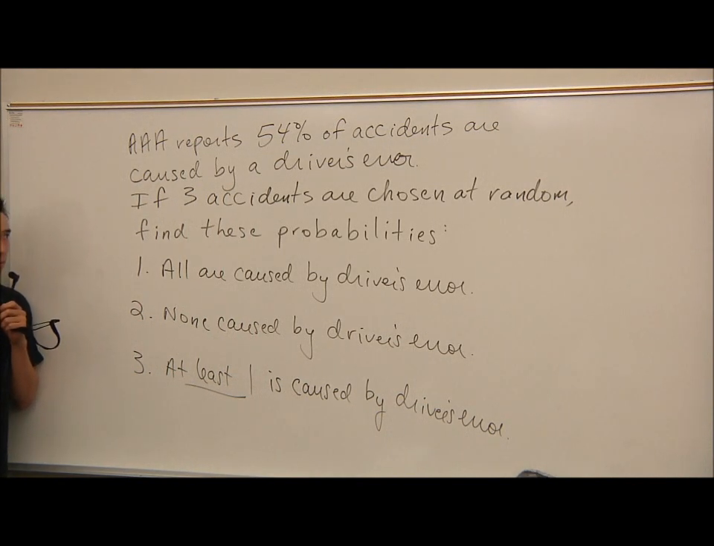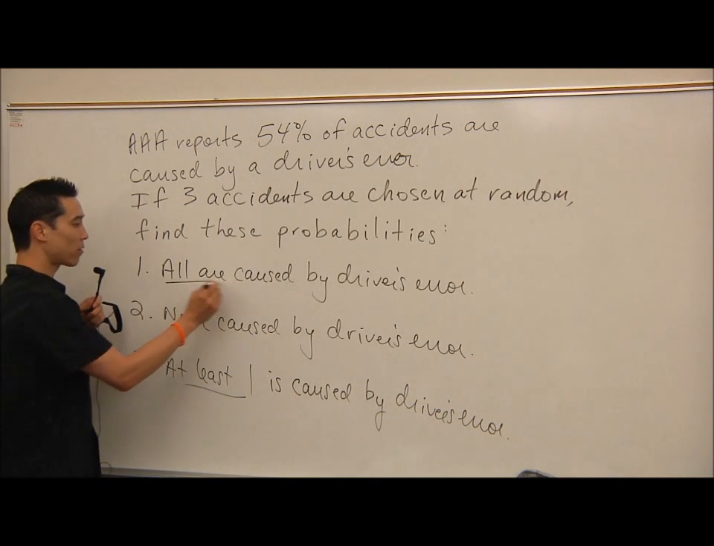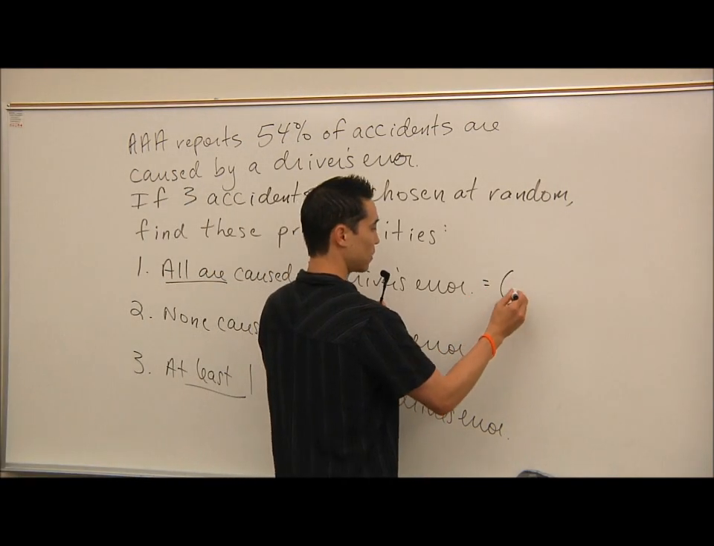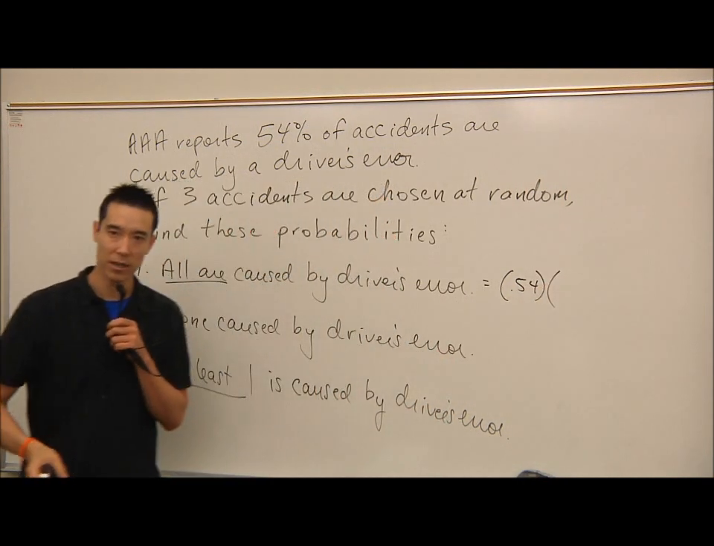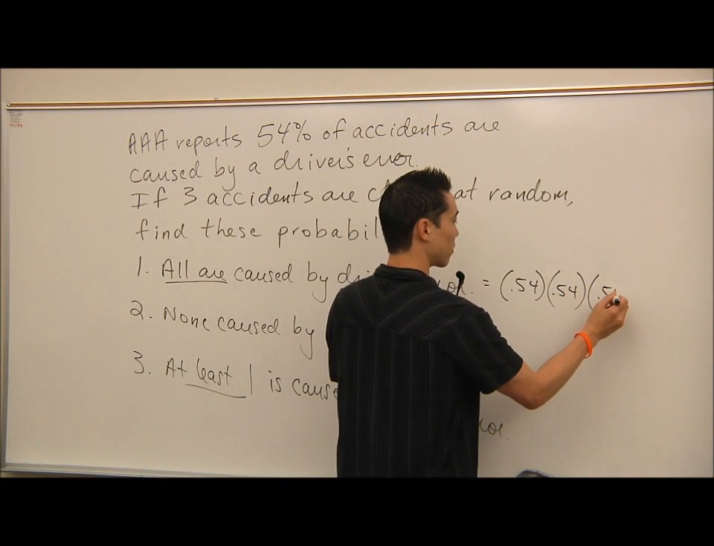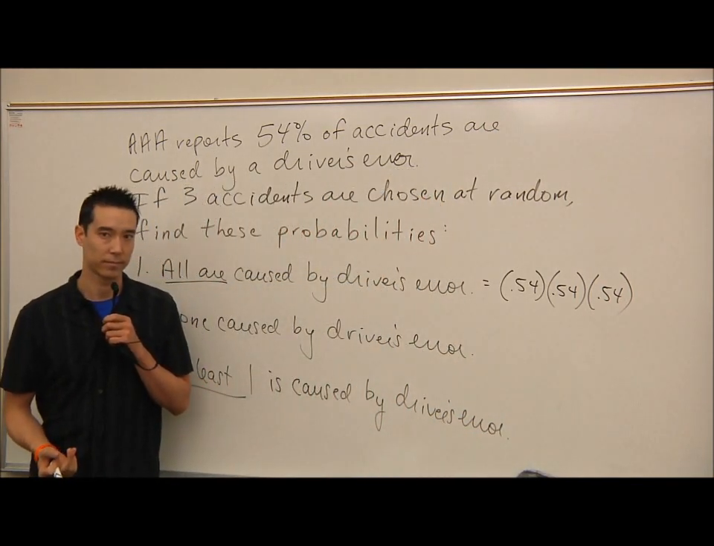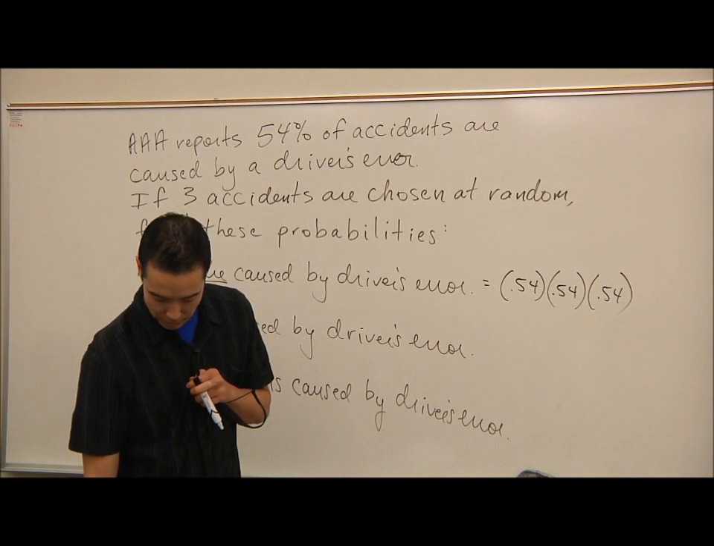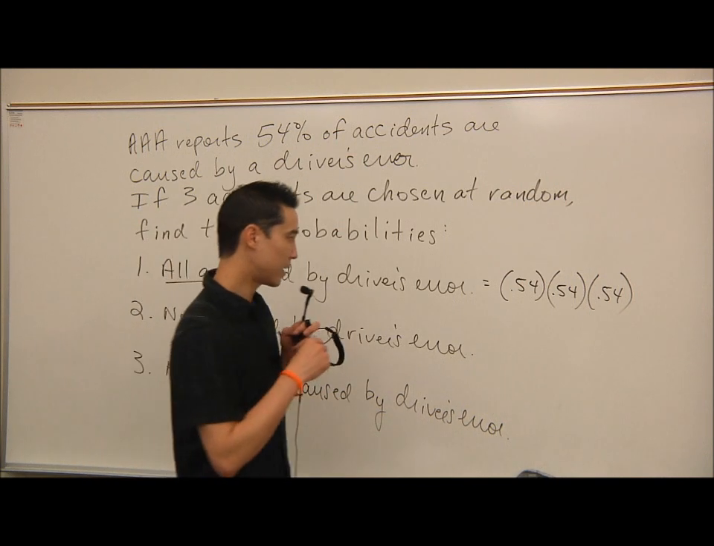Now, the way we attack this problem is very similar to the problem we did about left-handers. If 10% of the population are left-handers, what's the probability that three random people will all be left-handers, right? In this case, AAA reports 54% of accidents are caused by a driver's error. If we choose three random accidents, what's the probability that all three are caused by a driver's error? If I choose one accident, what's the probability that accident is caused by driver's error? 0.54. If I choose another accident, what's the probability that one's caused by driver's error? 0.54. And again, one more, 0.54. That would be it for the first problem. So 0.54 times 0.54 times 0.54, or 0.54 to the third power, and you get approximately 0.1575.